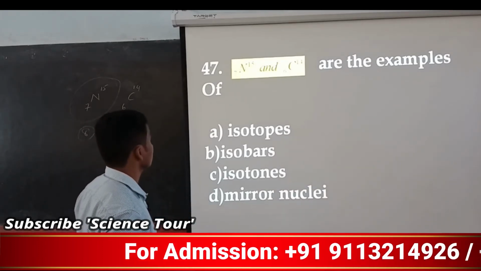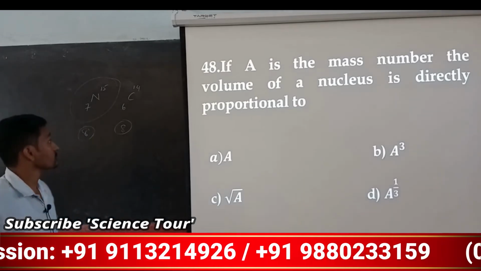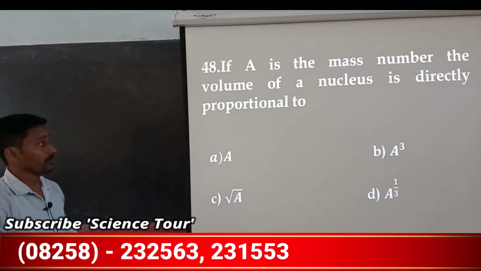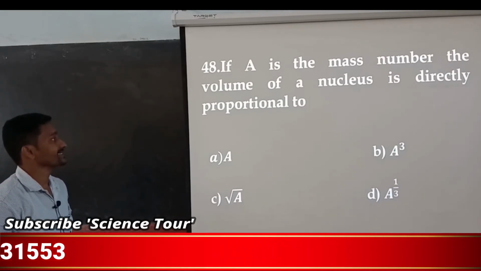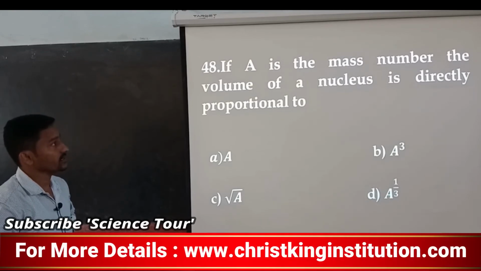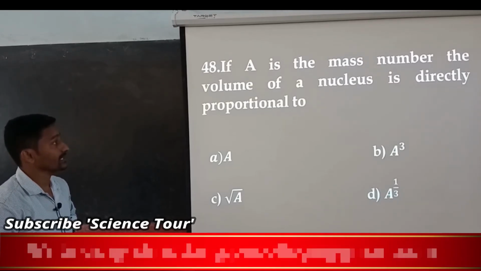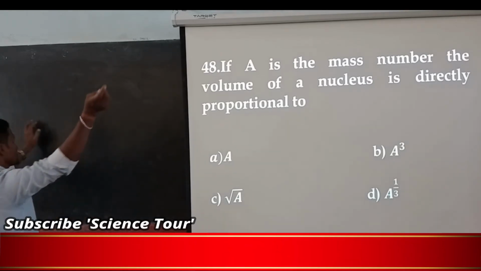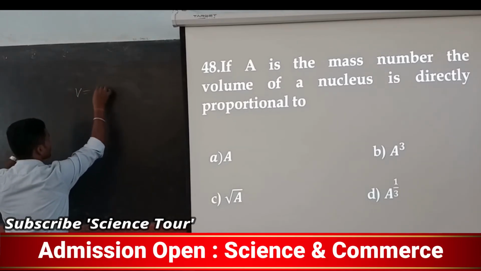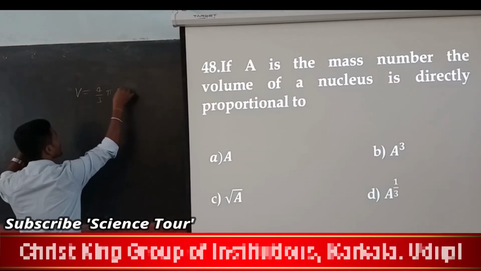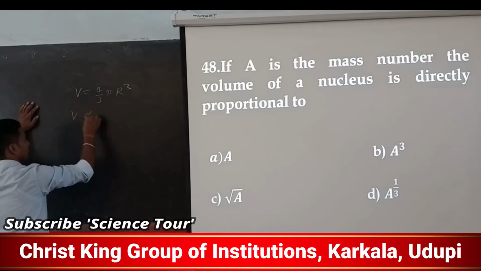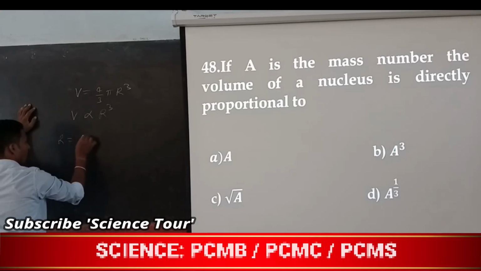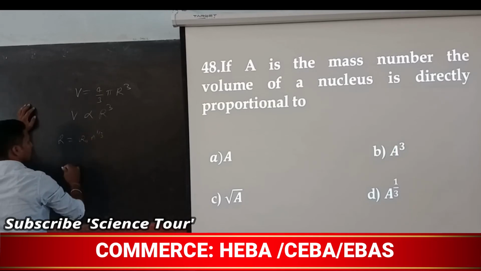Now move to the next question. If A is the mass number, the volume of a nucleus is directly proportional to what? Now what do you mean by volume? Volume is equal to 4 by 3 pi r cube, which means volume is directly proportional to r cube. But we know that r is equal to r naught into A to the power 1 by 3, isn't it?